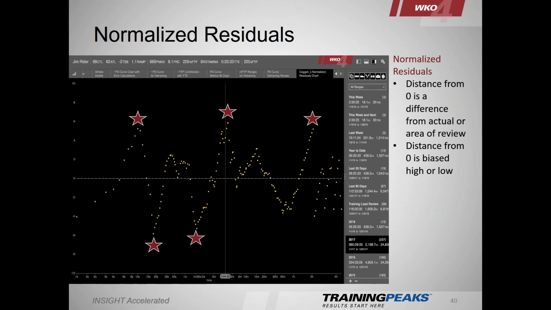So I've gotten this question like 5 or 6 times now. You can't find the normalized residuals chart. To update the chart library, you must sync with Training Peaks. So it probably means you haven't synced your WKO4. Sync your WKO4 and it will show up as a new chart and give you a little alert. So just sync your Training Peaks.